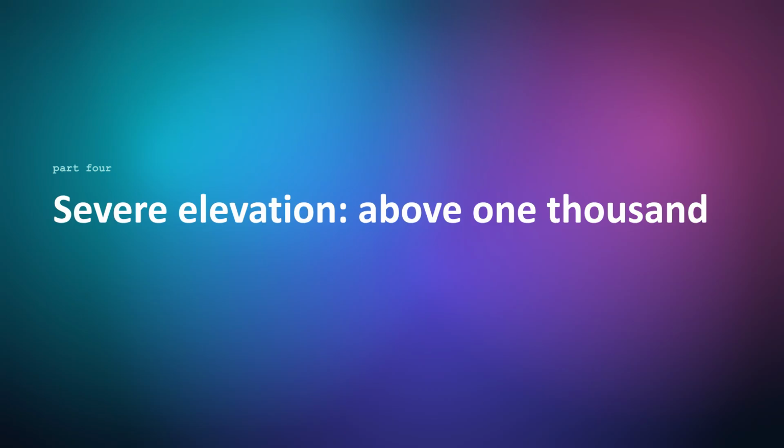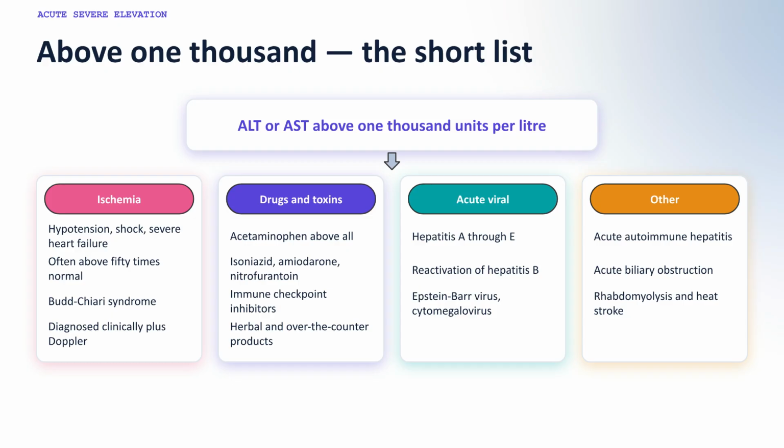Now the other end of the scale. An aminotransferase above 1,000 narrows the differential dramatically, and an elevation above 5,000 narrows it further still. This is a short list, and you should know it cold. Above 1,000, the list is short. Ischemia, hypotension, shock, severe heart failure, or Budd-Chiari syndrome.